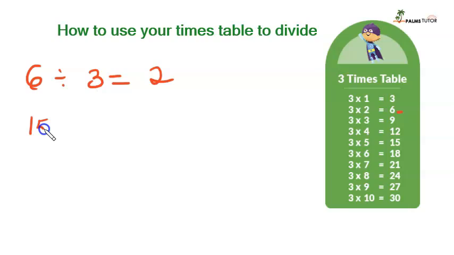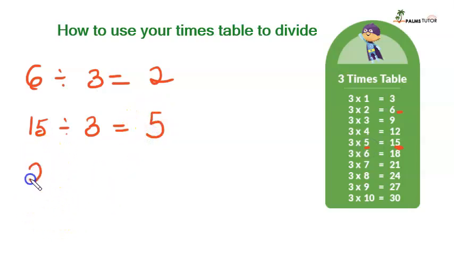Let's have 15 divided by 3. What is 15 divided by 3? What do I multiply by 3 that gives me 15? Here we have 15. And then what do we multiply by 3 that gives us 15? That's 5. So 15 divided by 3 is 5.